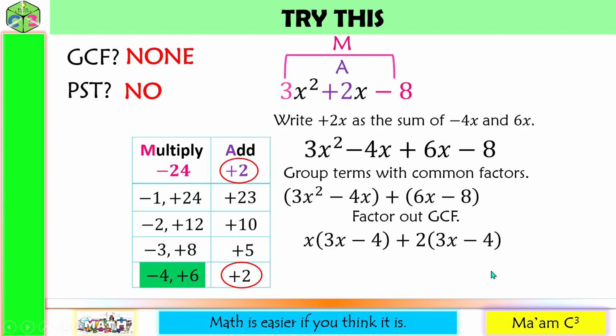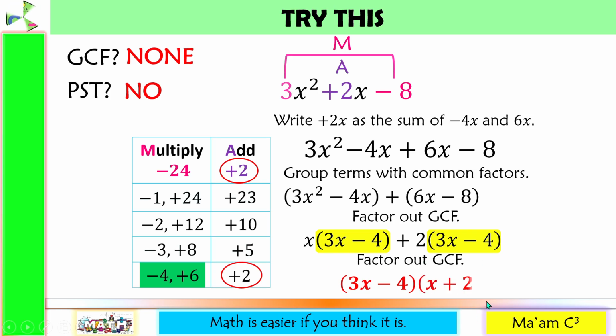So I know that you can see there is again a common factor. And let us factor it out. Let us write this 3x minus 4. What is left here before the plus sign is x, and after the plus sign is positive 2. So these are now the factors of 3x squared plus 2x minus 8.